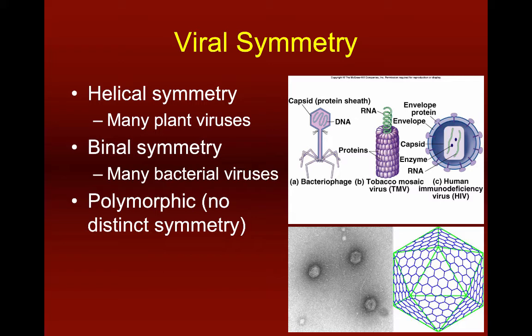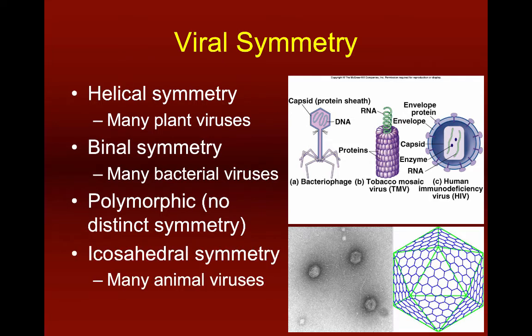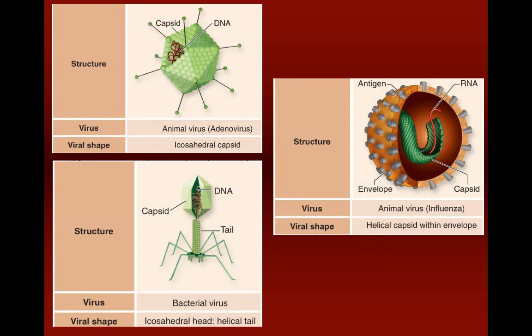Polymorphic symmetry is a situation where there is no distinct symmetry. The viruses are just sort of amorphic. There really isn't a consistent, predictable shape to their capsid or anything like that. They're just sort of without a typical form. Icosahedral symmetry is a situation we see a lot with animal viruses where a virus will have multiple sides to it, almost like one of those really fancy dice for like Dungeons and Dragons, where it's got like 22 sides to it. That would be an icosahedrally symmetrical virus as well. So we see variation here in symmetry.